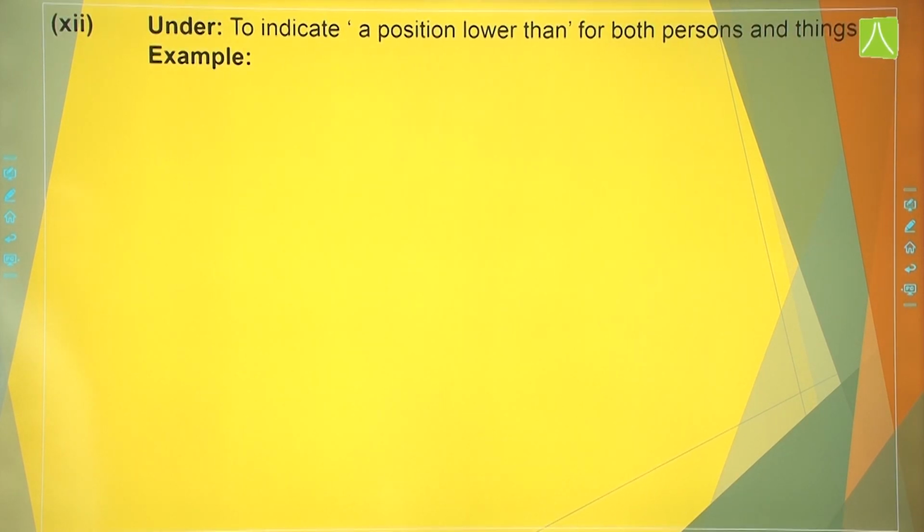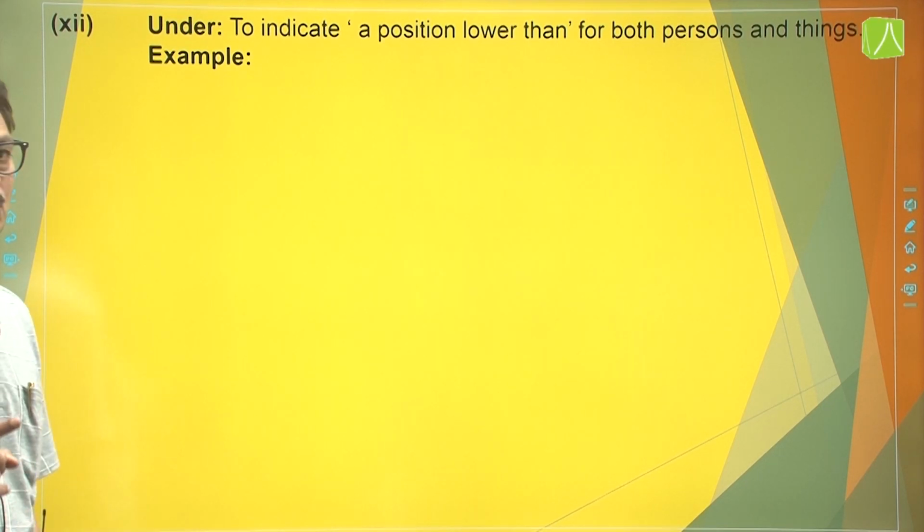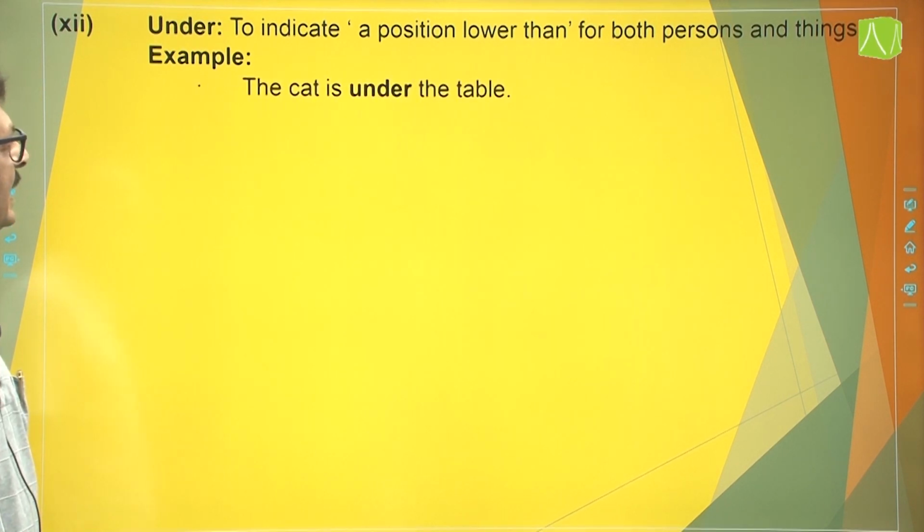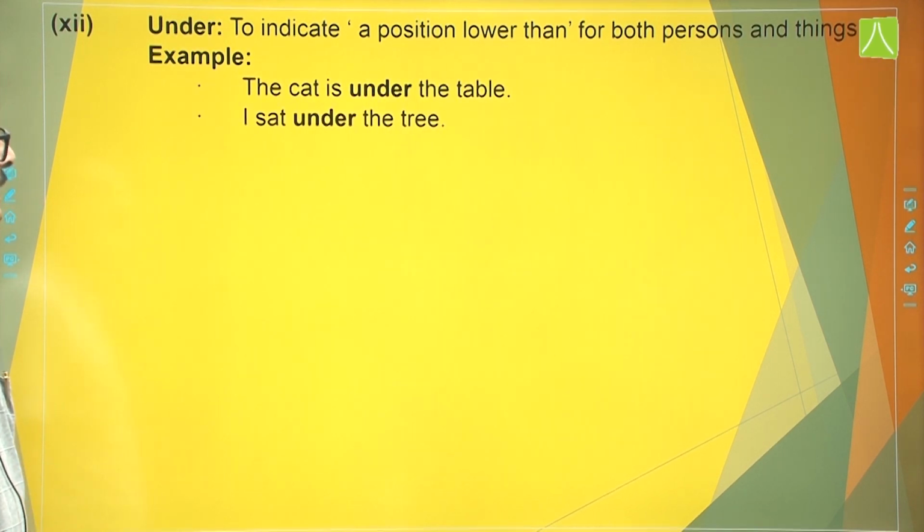Under, to indicate a position lower than. Lower is used for both persons and things. The cat is under the table. I sat under the tree. काफी धूप थी. I sat under the tree.